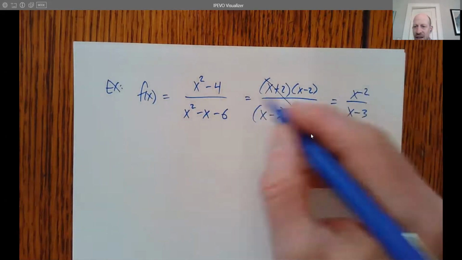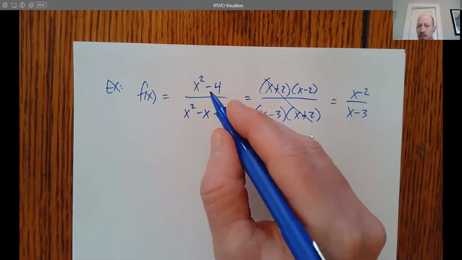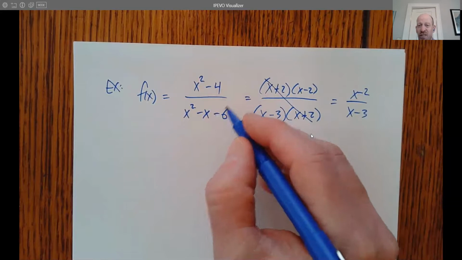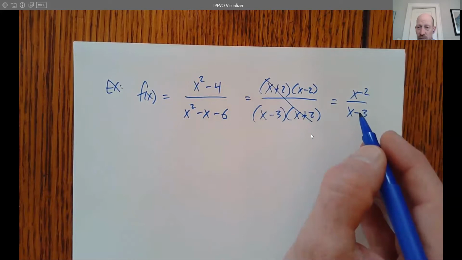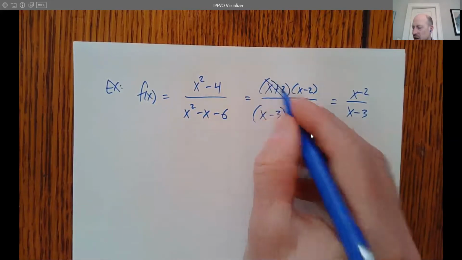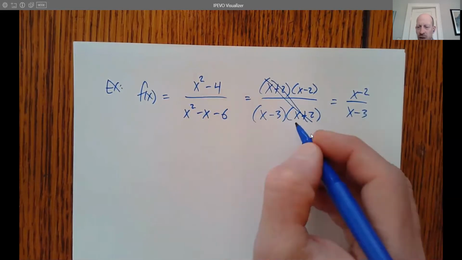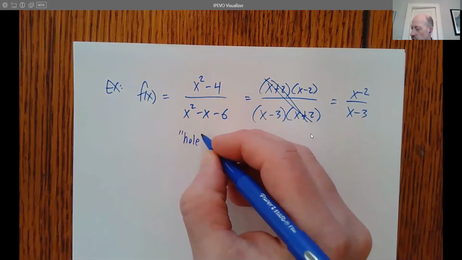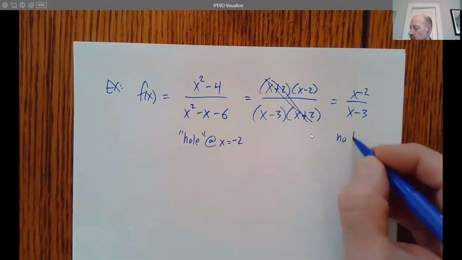These are not exactly the same functions, because if I put in minus 2 here, I get 0 on the top, and it turns out I'll get 0 on the bottom as well. So this is undefined at minus 2. This one's not. I can certainly put in minus 2 here, and there's no problem. So this canceling has changed the function somehow. It turns out what it does is it removes what's called a hole. So this function has a hole at x equals minus 2, and this function has no hole.